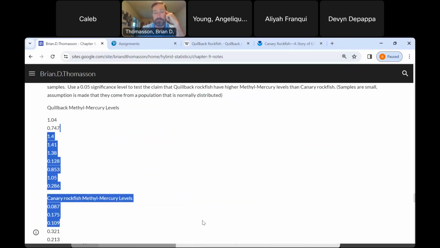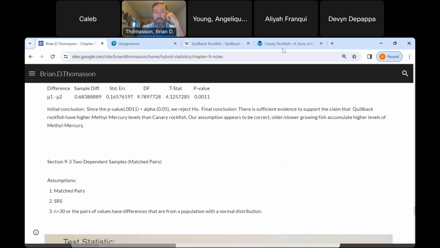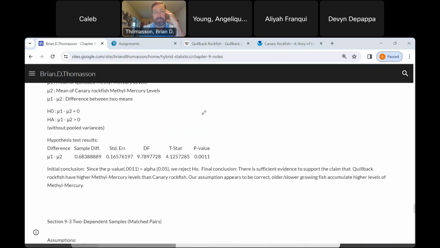I have all that in my notes here. We go to our step 5. Since the p-value is low, we reject H0. So let's think about what happens when we reject H0. That means we no longer think these fish have the same methylmercury, and we conclude that the quillback have much higher methylmercury. So that's something that we learned. We catch both these species of fish, and we learned that the quillback are loaded with mercury.